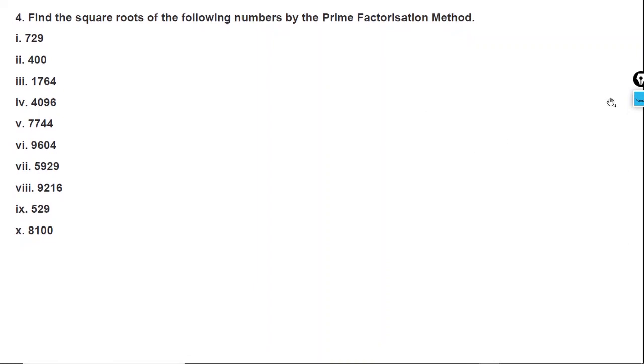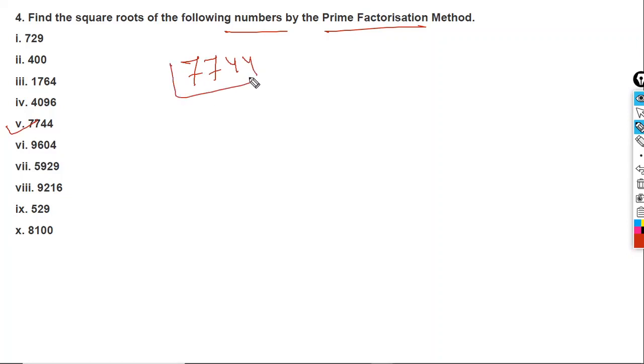Question number 4. Find the square root of the following numbers by prime factorization. There are 10 numbers. We have to find the prime factorization of each number. We will try only one. We will try this one, 7744. Now we will do the prime factorization of it.